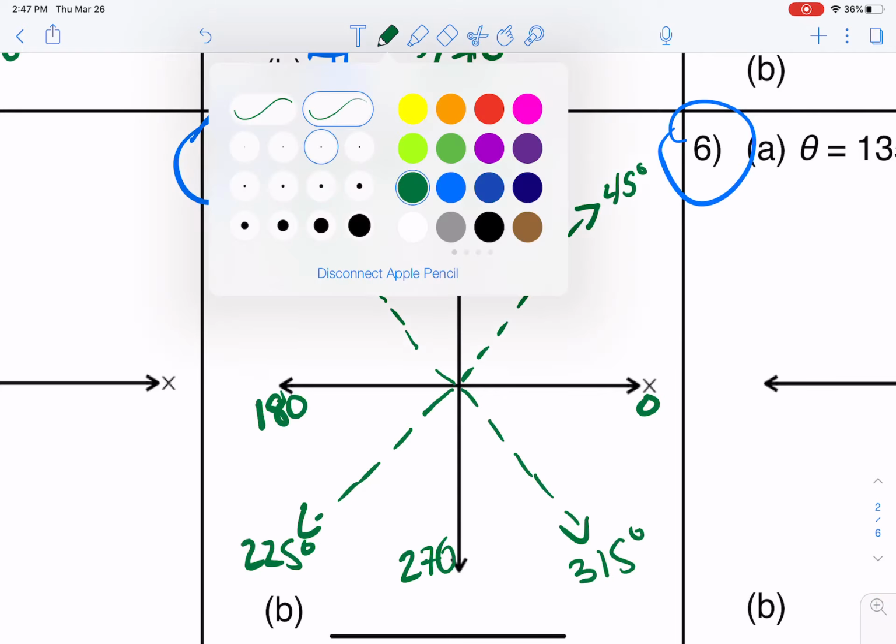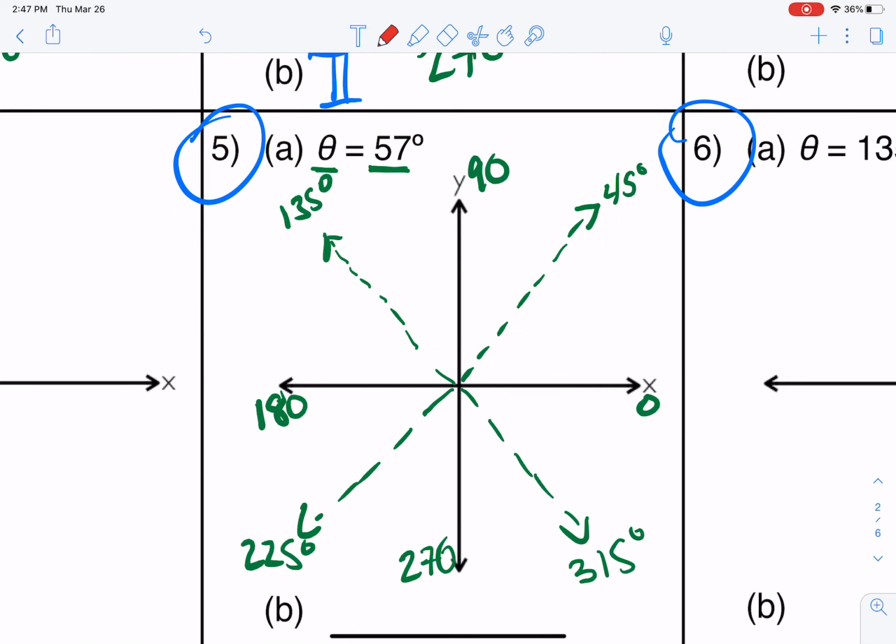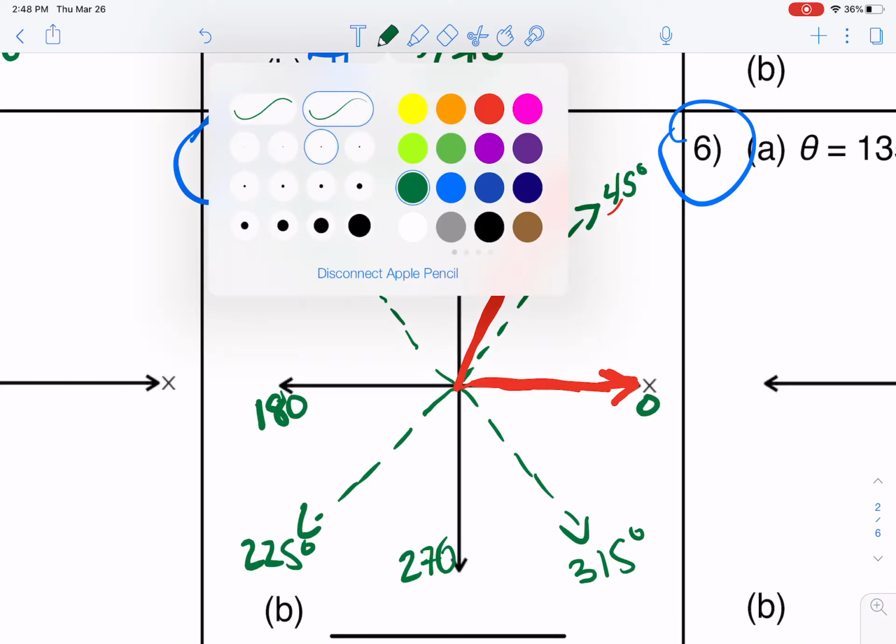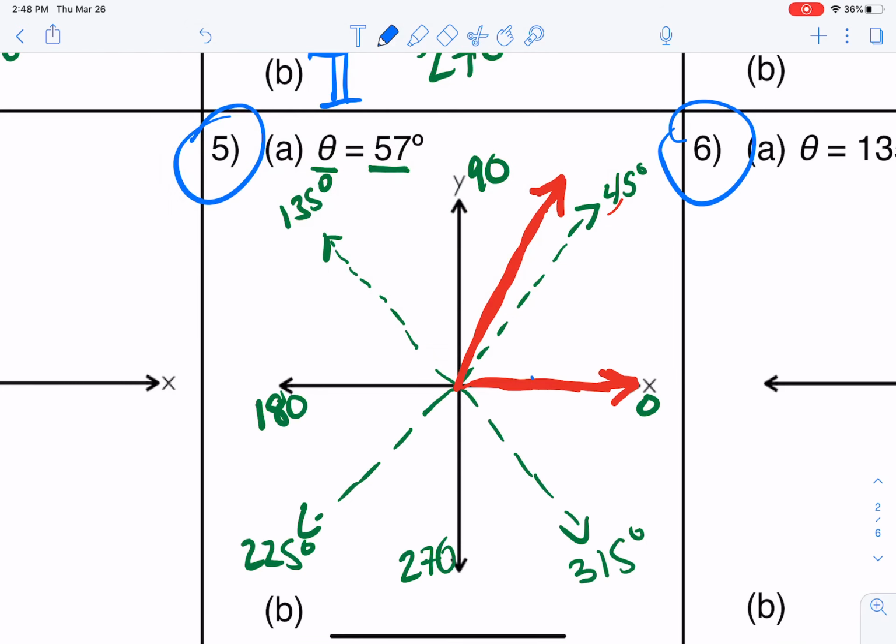Okay, so to do a 57-degree angle, again, we always start in the positive x. That's our initial side. Now that 45 degrees gives me a better sense of where 57 is in relation to 90. So about here. And then, of course, I would sketch in how I'm traveling, from the initial side to the terminal side, and I would label my angle.